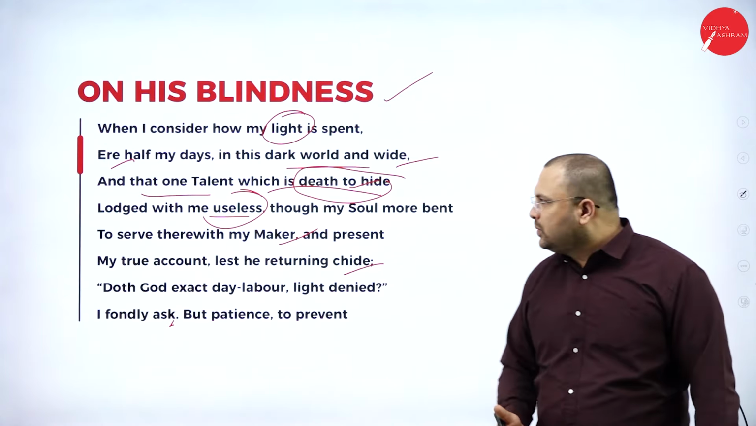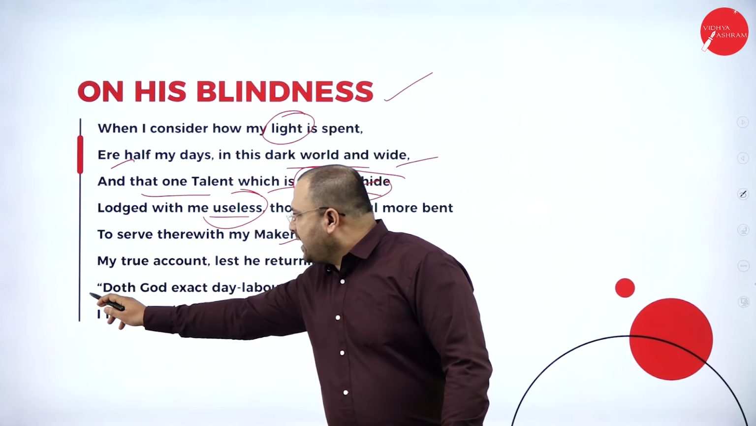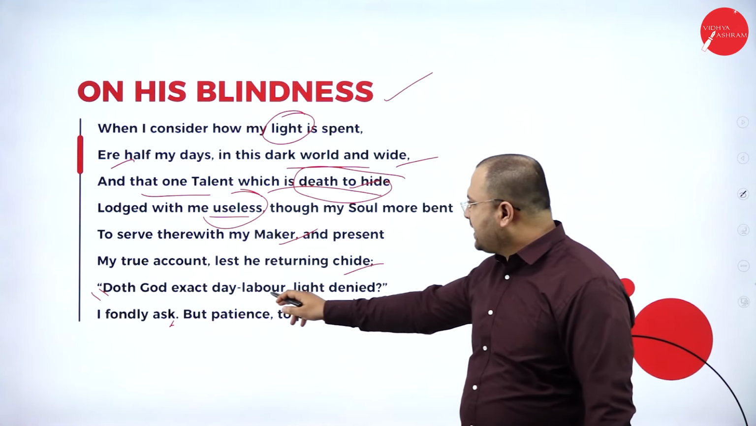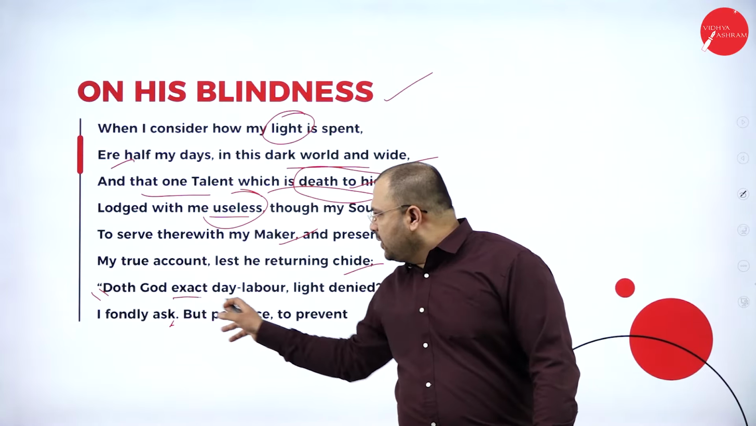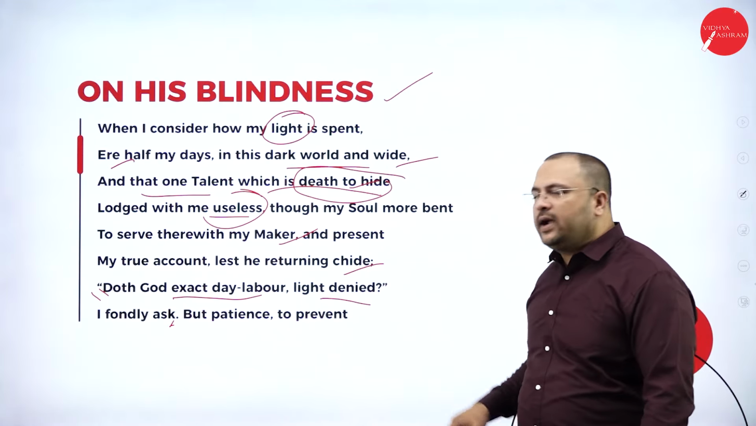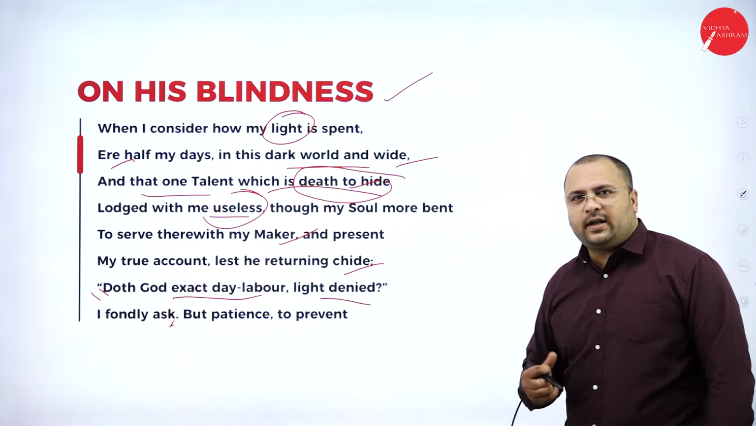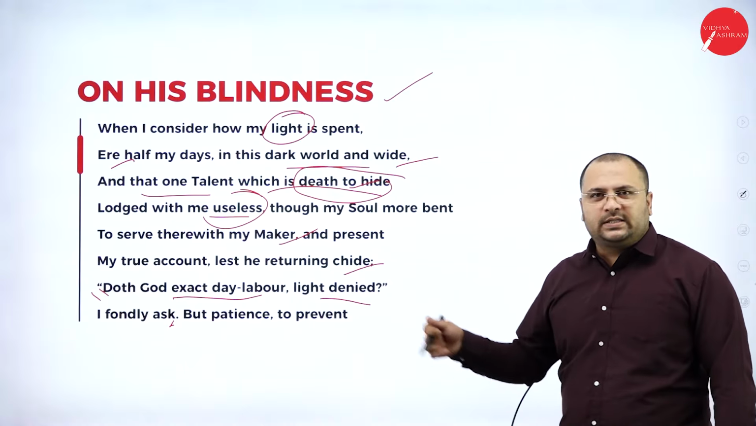What does God want to do? And in this time, the poet has a question in his mind. Does God exact day labor, light denied? The poet says, does God want me to work hard, day labor, light denied? That means taking away my eyesight. Is God expecting me to work hard? And also he is denying light.